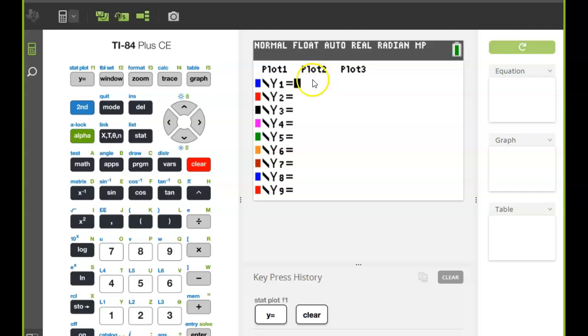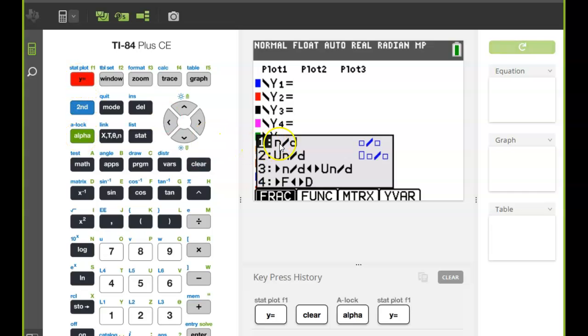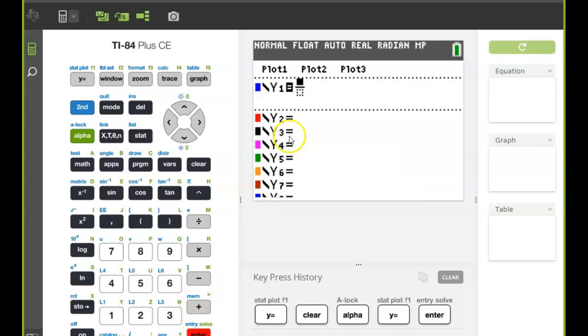You know how to get fractions if you have a TI-84? Go to Y equals, hit Alpha, and then Y equals, and you get this little option for fractions. You select the first one, and then you can just type it in as is.